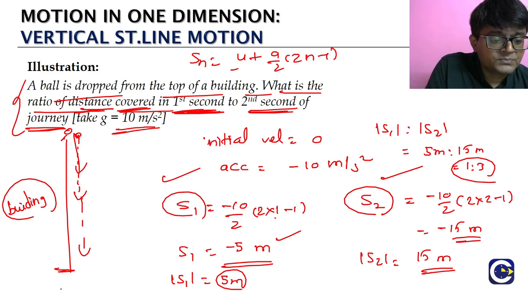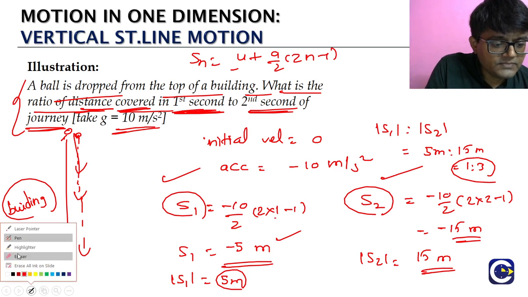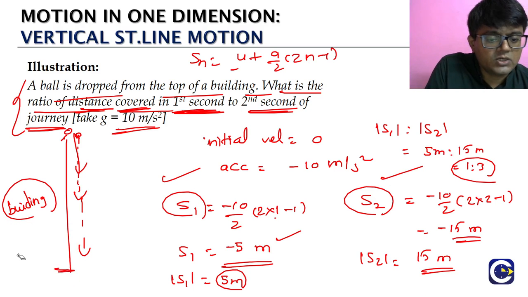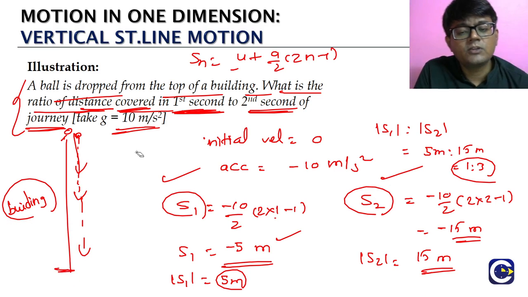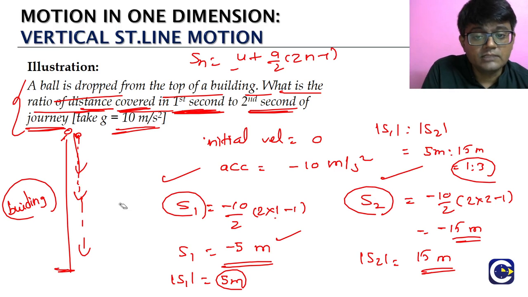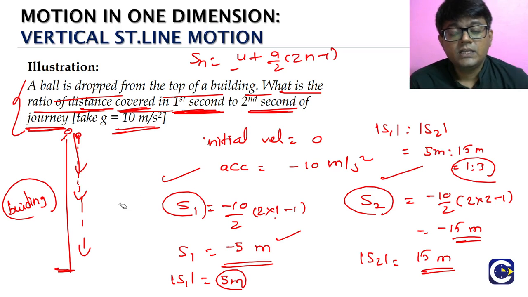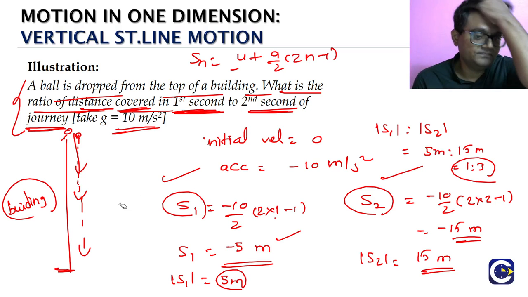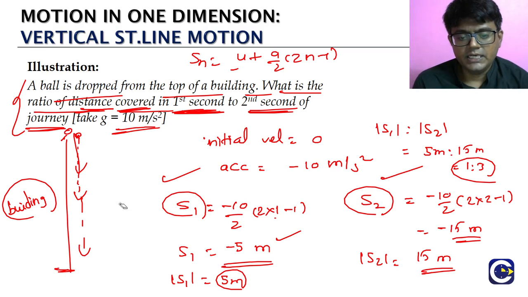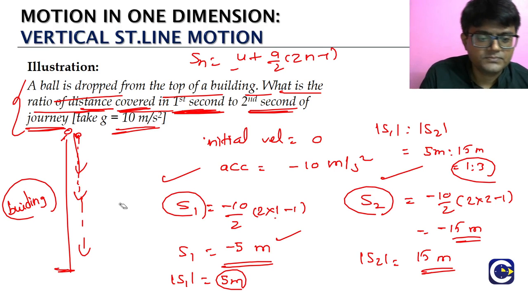In fact, this is a very standard question, because in some of the past years also we have got similar types. They can even ask what is the ratio of the distance covered in the third second to the fifth second, like that. So always we have to use the Sn formula that will give us the displacement, and we have to take the modulus.